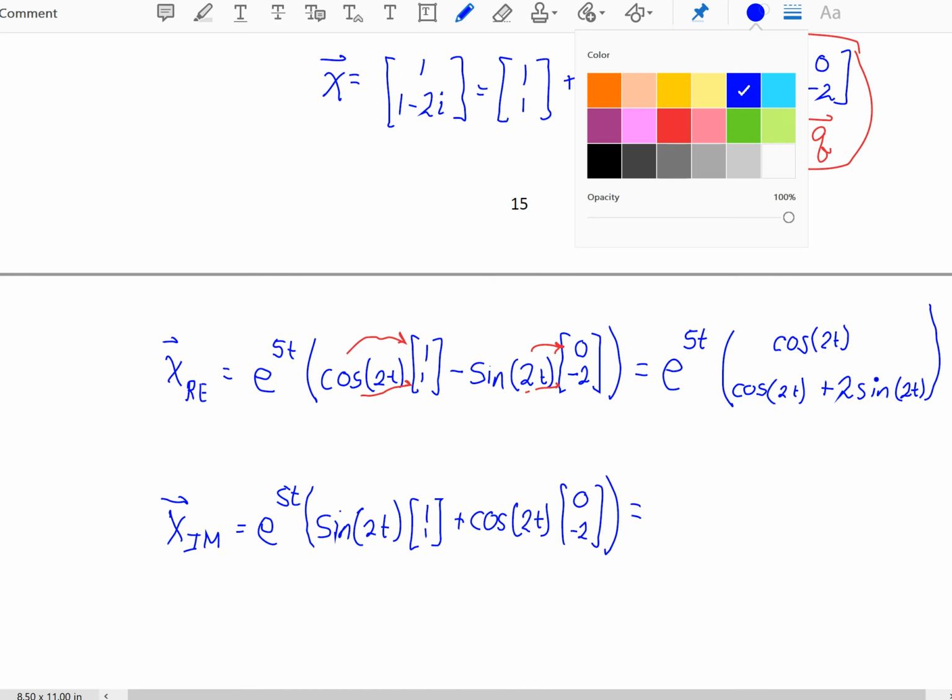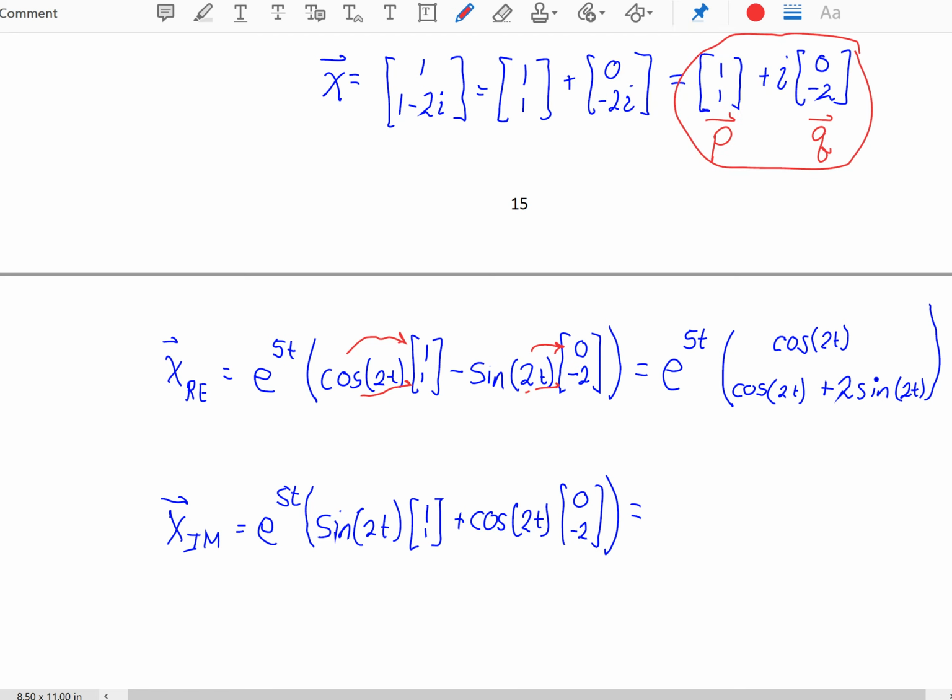And again, I'd like to simplify this by writing it as a single vector quantity. So let's distribute the sine to the first vector, distribute the cosine to the second vector, and then add these two quantities together. So I think we're going to get e to the 5t times the sine of 2t, and our second component is going to be sine of 2t minus 2 cosine of 2t. That's our imaginary component.